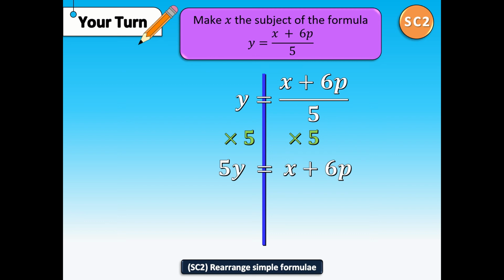Then, to get the x on its own, we need to get rid of the 6p. So we take away 6p from both sides. So on this side, we've got 5y minus 6p, and on this side we've just got x. So we've made x the subject of the formula.